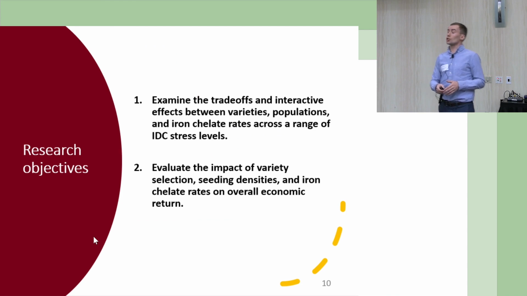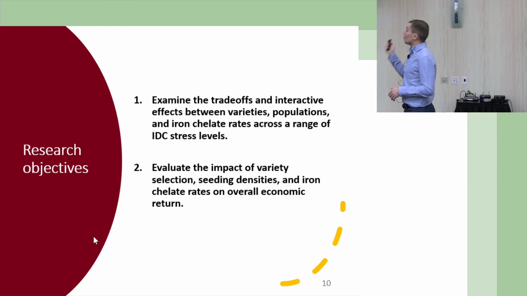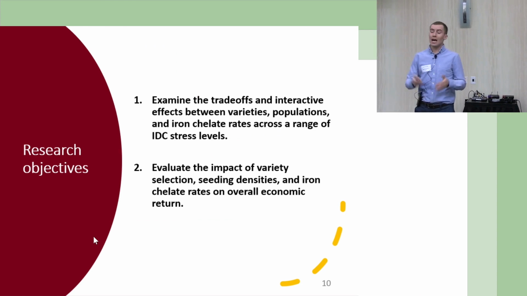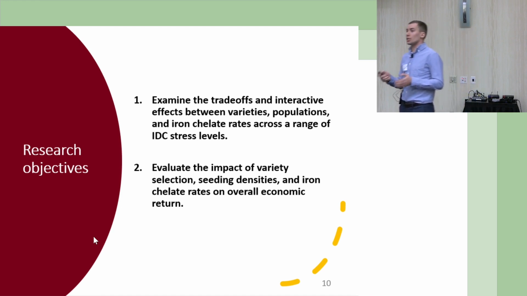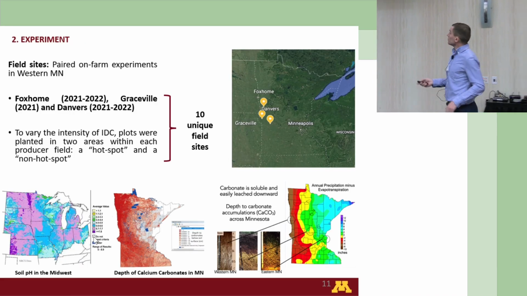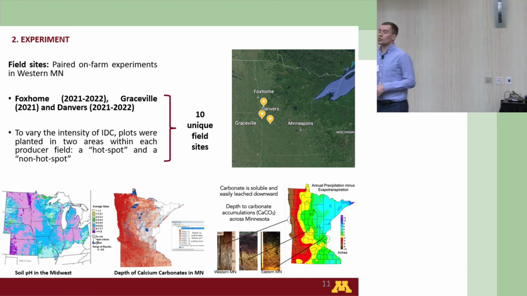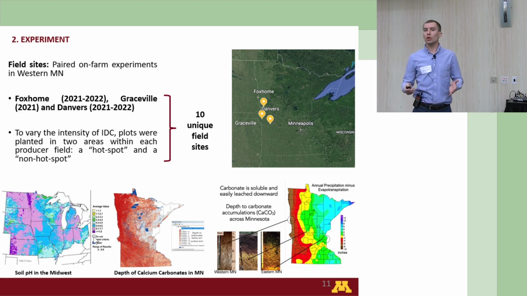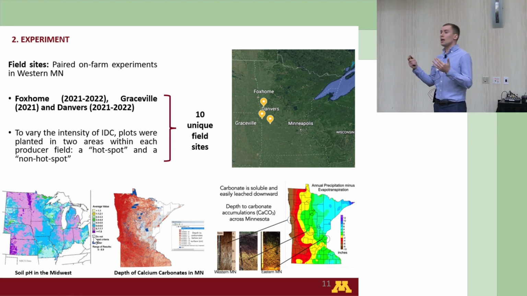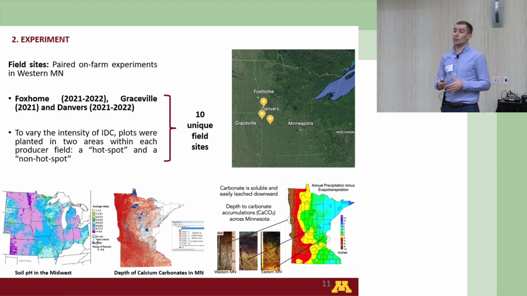So the main goals of our research project are to examine the trade-offs and interactive effects between varieties, populations, and iron chelate rates across a range of IDC stress levels, and also to evaluate the impact of each of these three management strategies alone and in combination on overall economic returns. So to accomplish the goals of our study, on-farm paired factorial experiments were conducted in western Minnesota on soils where soybean has historically exhibited mild to severe iron deficiencies. In 2021, we planted our study at 3 locations, and in 2022 at 2 locations.